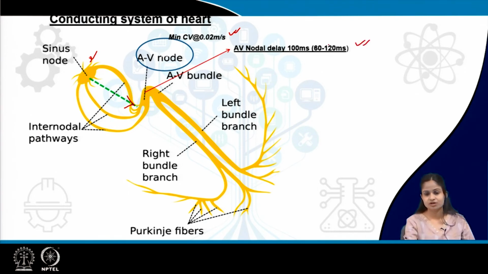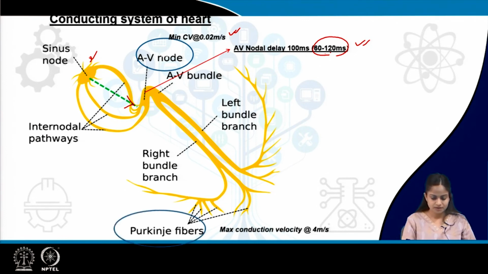Now, there is a range given in Harrison for the AV nodal delay, that is 60 to 120 milliseconds. If a specific answer is not asked, it is 100 milliseconds or 0.1 seconds, but the range is sometimes given or asked, that is 60 to 120 milliseconds. So, after this AV node, Purkinje fibers have the maximum conduction velocity.